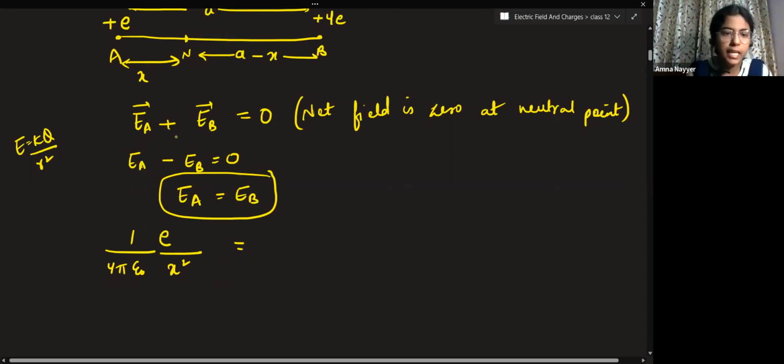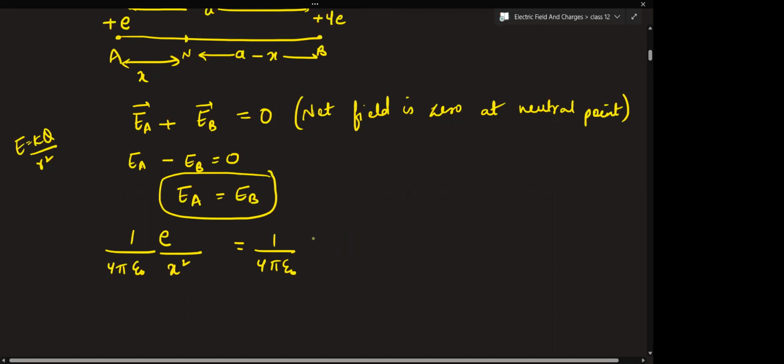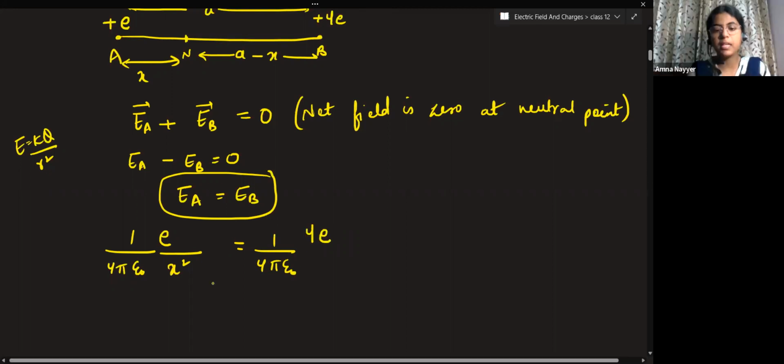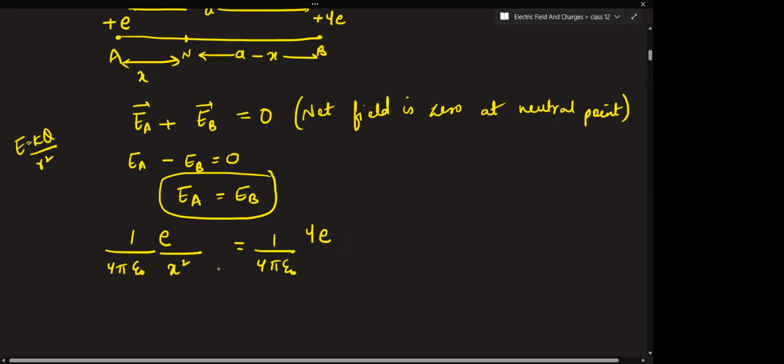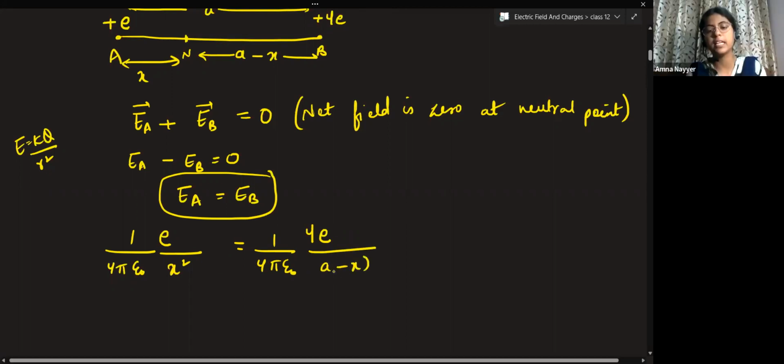Coming to EB, K will be 1 by 4 pi epsilon naught. What should be the charge? Plus 4e. This will be plus 4e. And the distance? A minus x the whole square. Yes, correct. It will be A minus X whole square. So see, 1 by 4 pi epsilon naught, 1 by 4 pi epsilon naught will get cancelled. E will cancel this E. Now see, what are we only left with?